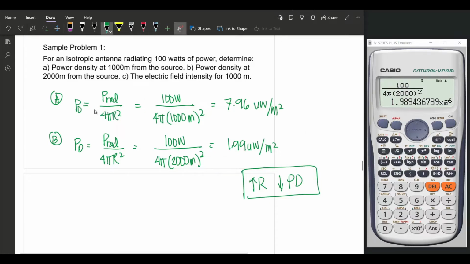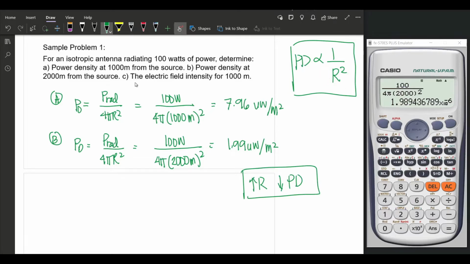So kapag nag-decrease ito, nag-i-increase naman yon. Or kapag nag-i-increase to, nag-decrease to. Okay? So they are related based na sa formula. So ito yung relation nila. So the power density is inversely proportional to the distance na naka-squared. This is actually known as the inverse square law. Okay? The inverse square law. So the power density and the distance between the source and the observer are related by the inverse square law. So remember this relation.